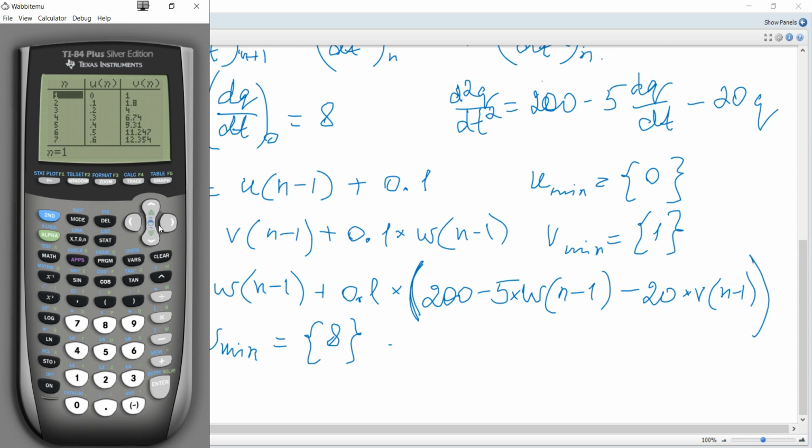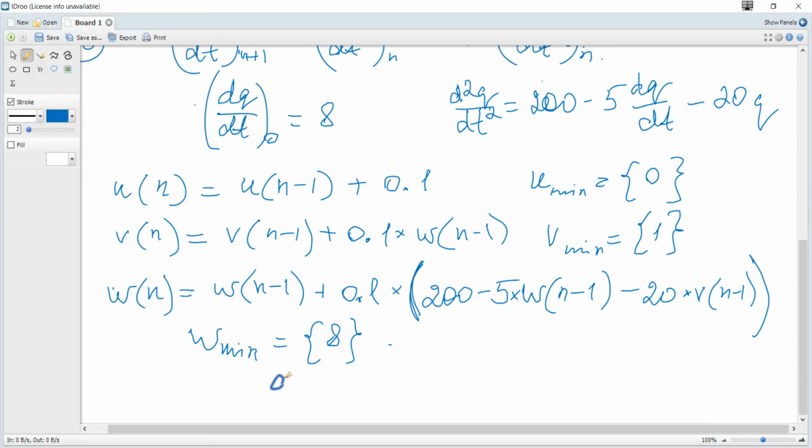So we can see that v, and so Q, changes 1, 4, 6, 9, 11, 12.3, 12.657, and then it decreases. So the maximum value is just this value, and it happens when t is 0.7. So the answer is: Q maximum value is 12.7 to 3 significant figures. And that's all for this question.